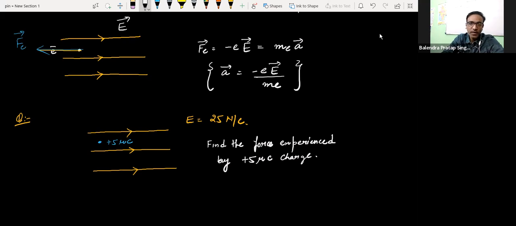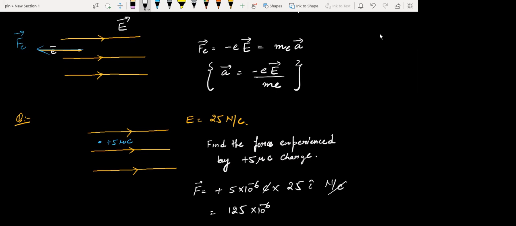Yeah, Minashi, 125 into 10 raised to the power minus 6. So yeah, that's a correct answer. So its force is equal to plus charge, means 5 into 10 raised to the power minus 6 Coulomb into 25, and the direction of electric field is i cap Newton per Coulomb. So this Coulomb gets cancelled out. In this case, you will get 125 into 10 raised to the power minus 6 i cap Newton. This is your force. Okay.